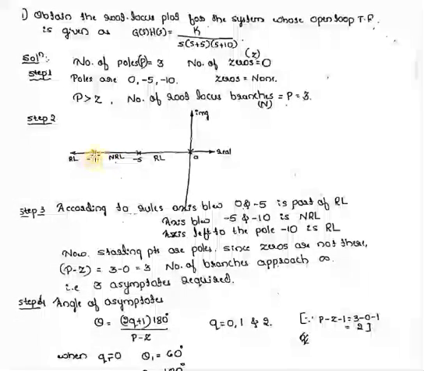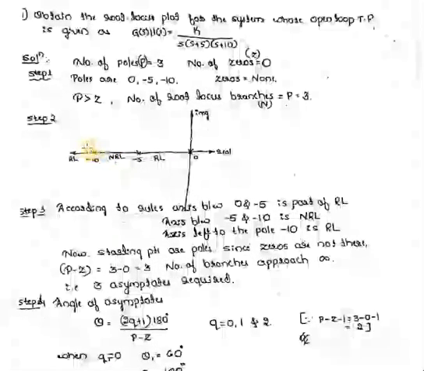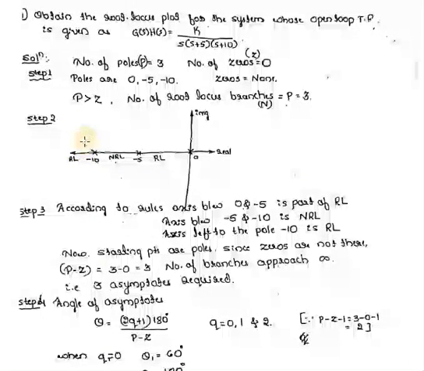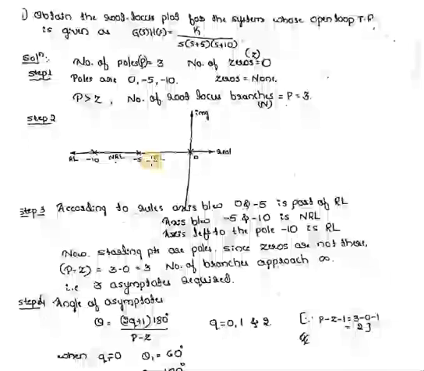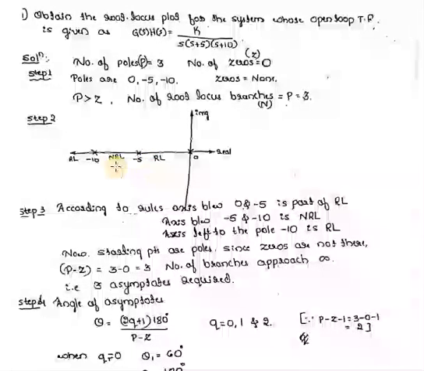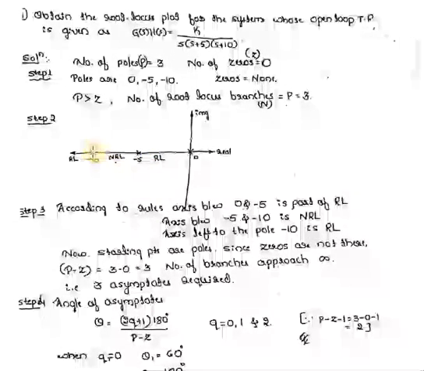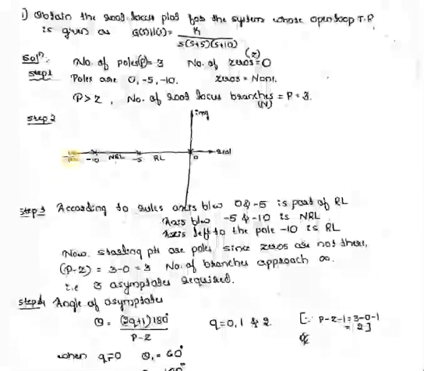Then consider a reference point between minus 10 and infinity. Take the summation of P and Z towards the right side. There are three poles, minus 10, minus 5 and 0, so the sum is 3. That means it is an odd number. So after minus 10 till infinity, it is a root locus part.